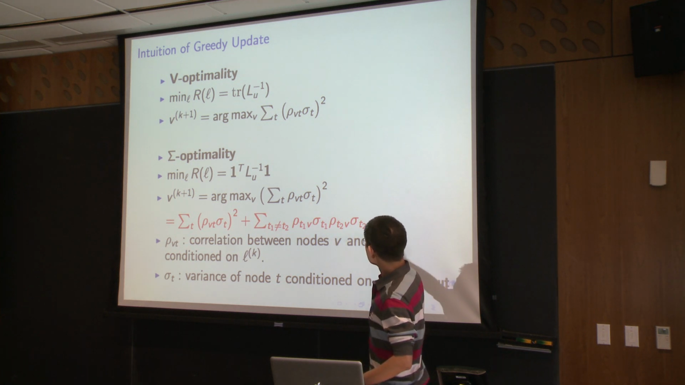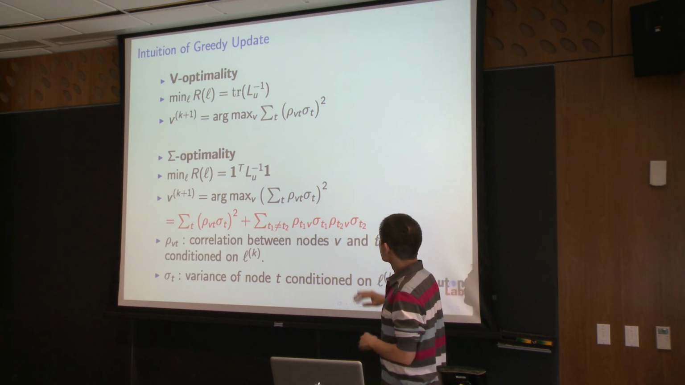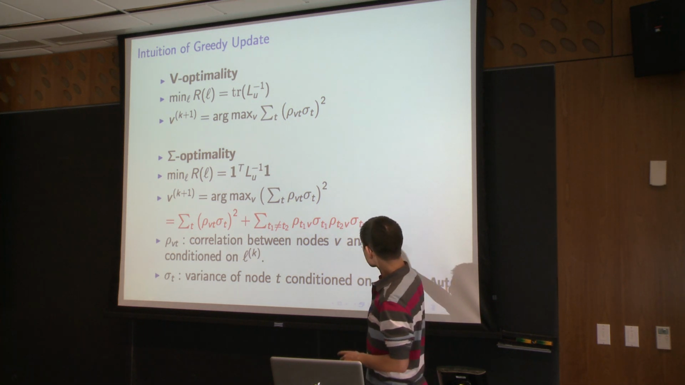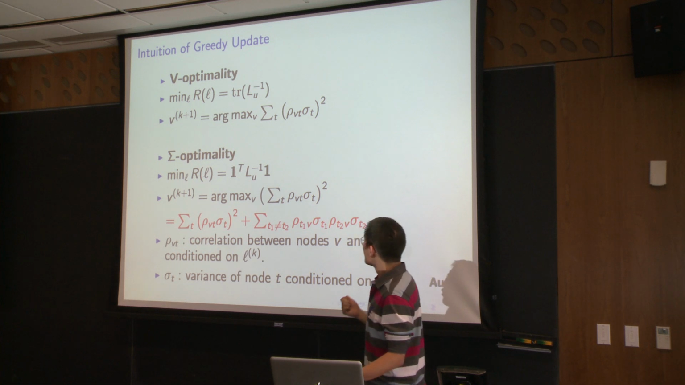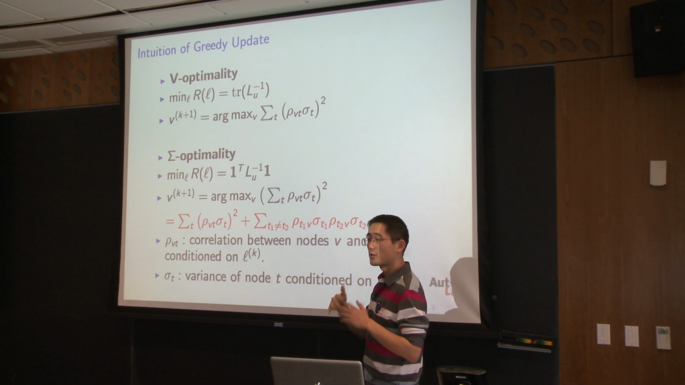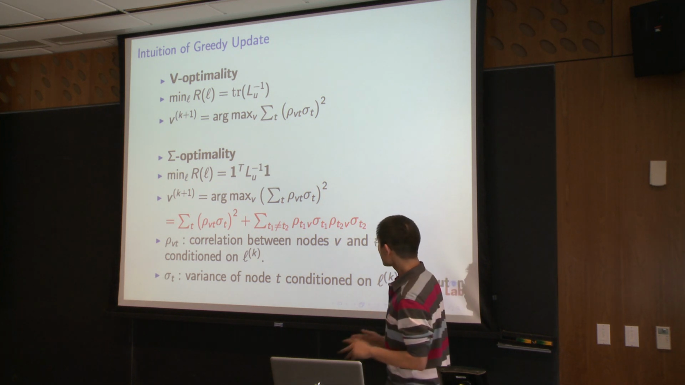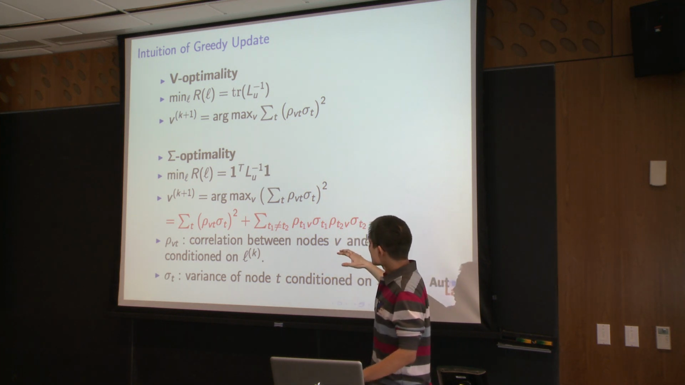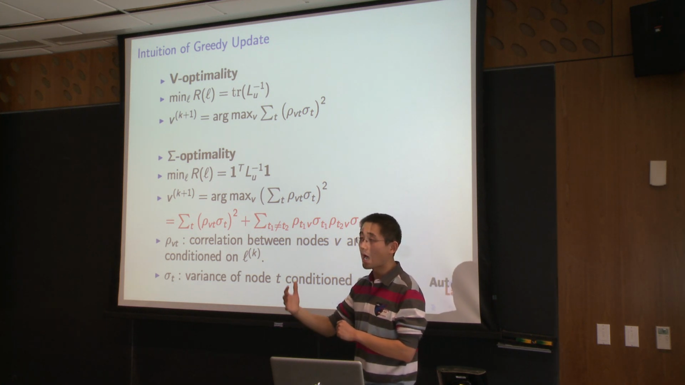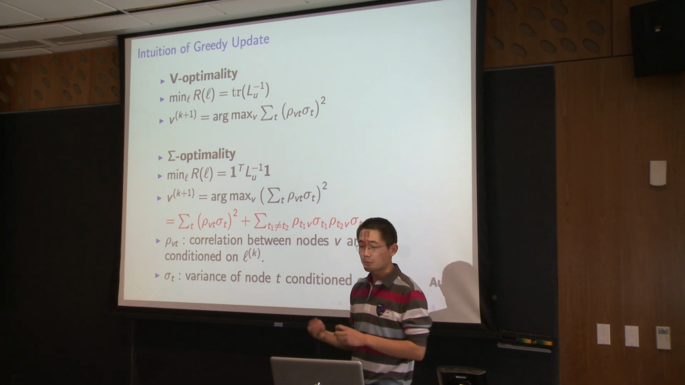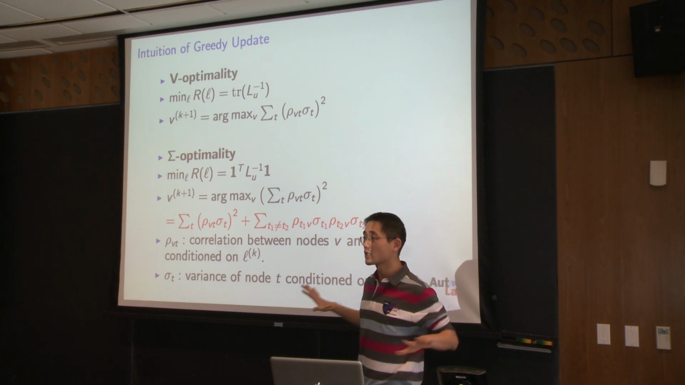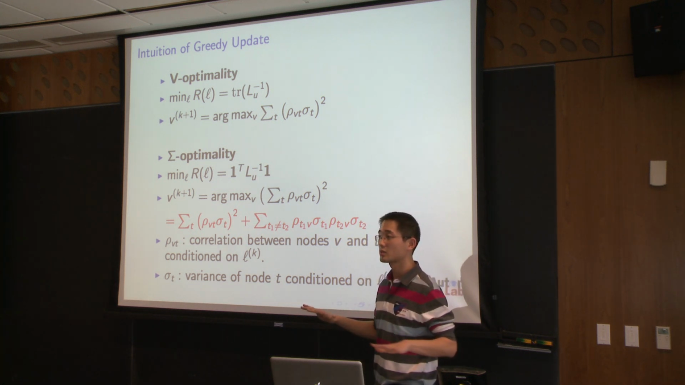Right. So by writing it out in this form, we have this cross product. And by the Cauchy-Schwarz inequality, this cross product is maximized when both terms are roughly equal. And that means we not only want our next selected node to have a strong correlation to the high variance nodes, but we also want this correlation to high uncertainty nodes to be universal, to be equal.